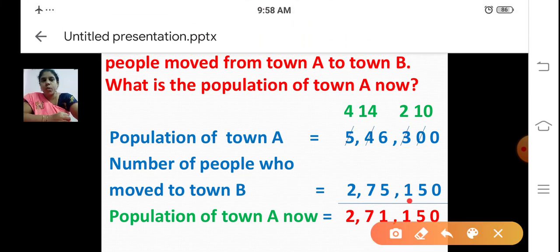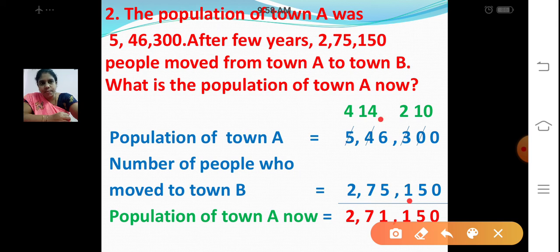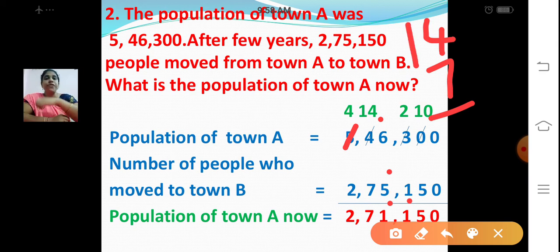So now move on to the next one. 6 minus 5 is 1. Write it down 1. Now let's move on to the next place. Can you subtract 4 minus 7? Not possible. So I'm going to borrow 1 from this place. So the lakh place will become 4 and this place will become 14. 14 minus 7, after 7: 8, 9, 10, 11, 12, 13, 14. So 14 minus 7 is 7.